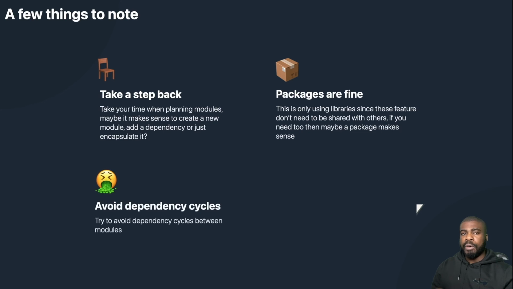Also, avoid dependency cycles. If you're not too sure what a dependency cycle is, it's basically when one dependency depends on another dependency, and then it just literally goes around in a circle. So if you ever have a situation where A depends on B and B also depends on A, so you get a dependency cycle, you might want to rethink your code, because you don't really want to have two modules depending on each other. It's kind of not right.